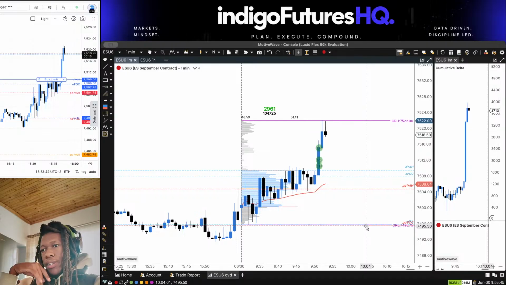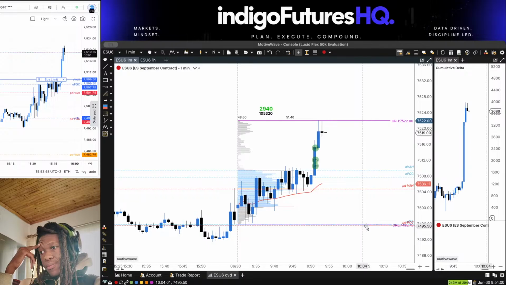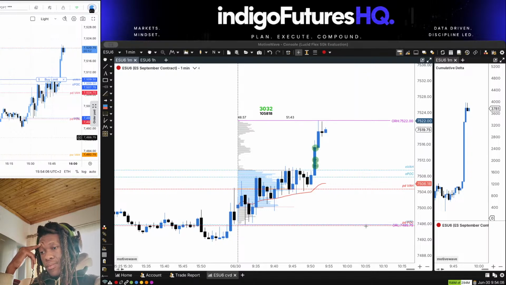Waiting and seeing. I think a 551 target, maybe. Yeah, man. And look at the delta. The delta just shot up quickly. Did we get the retest or nah?